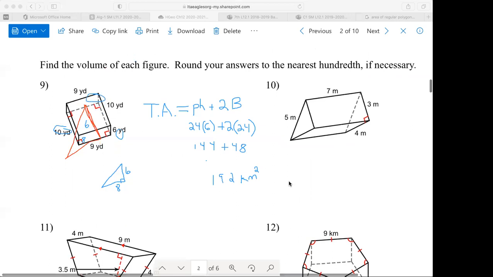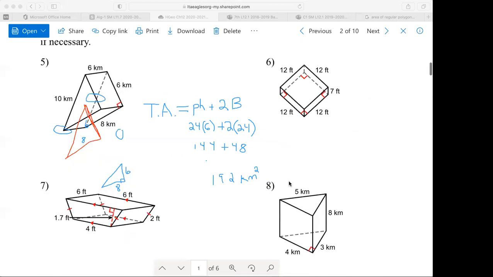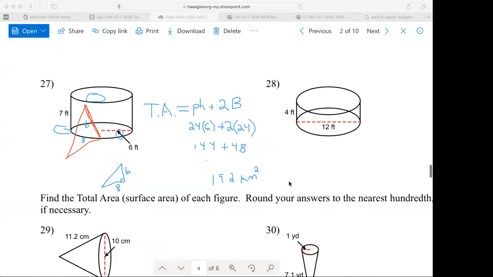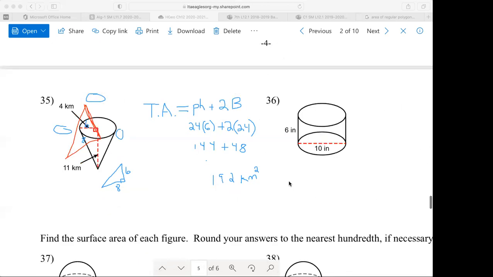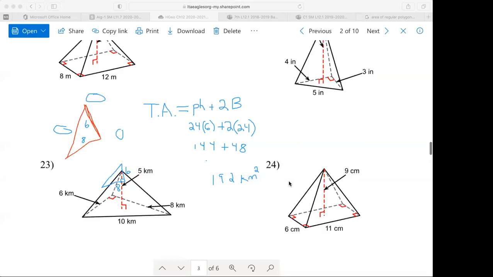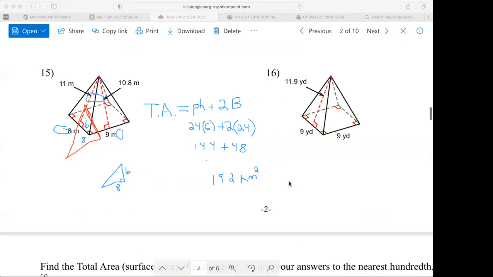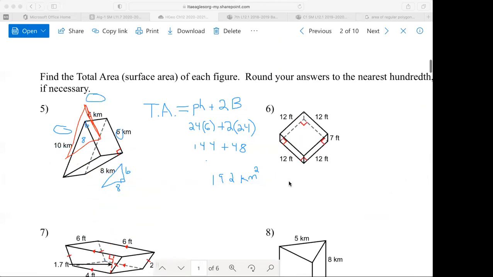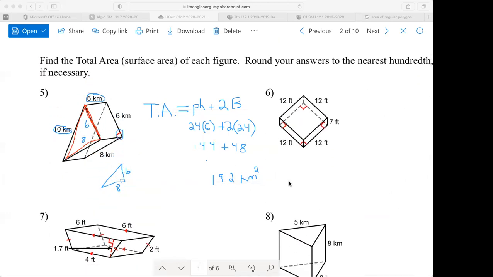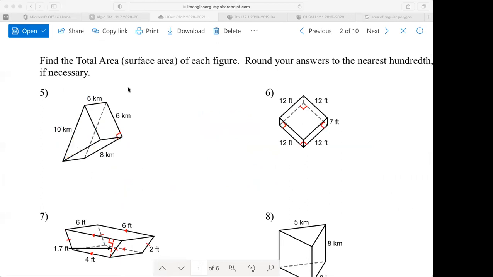That was number 5? 192. Let's check. Number 5, 192. We're cooking with gas now. All right. Questions for total area? Nope. All right, moving on.